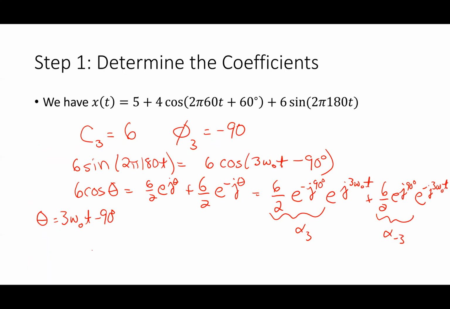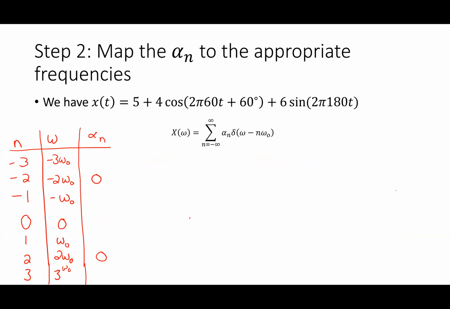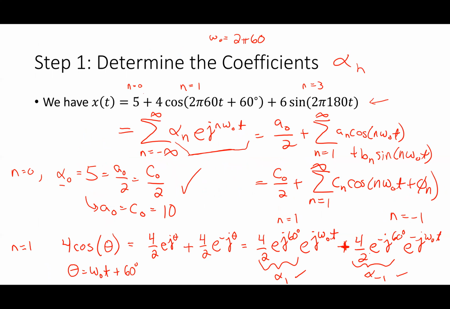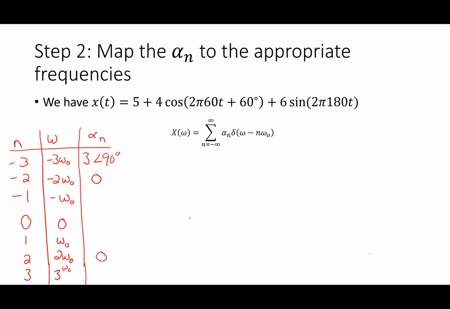Now let's just go back through. Alpha -3 was 6/2 e to the j90. So let's call that 3 angle 90 degrees. Okay. For n equal -1, that is this guy here. So that looks like it's 2 with an angle of -60, right? So I'm going to say 2 angle -60.